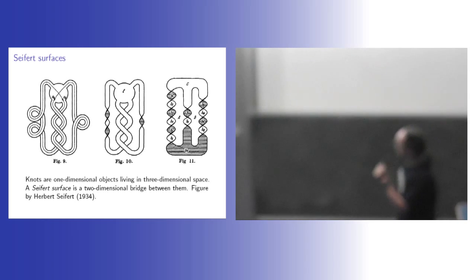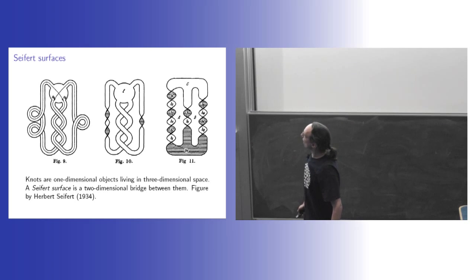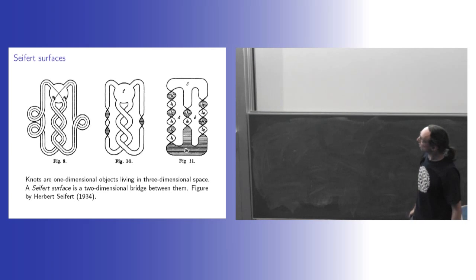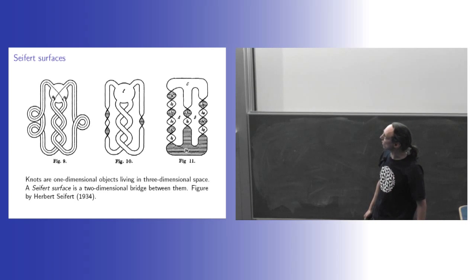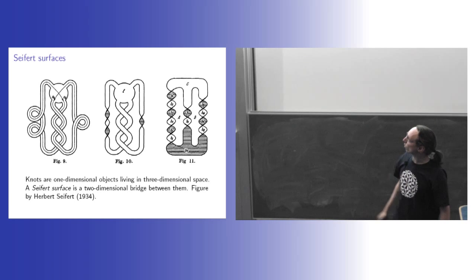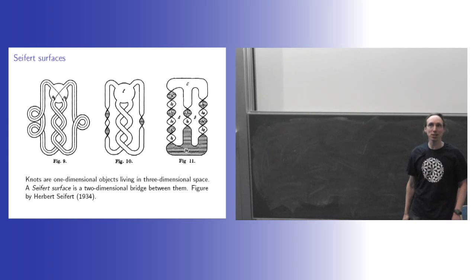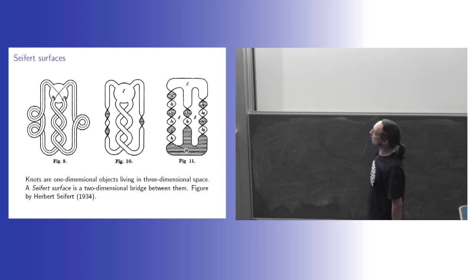Okay, so we need an idea which is due to Herbert Seifert, which is the idea of the Seifert surface. This is an illustration from his paper in 1934 where he introduces it. And he does draw torus knots in that paper, but he doesn't draw any Seifert surfaces for torus knots. Very sad. Otherwise, I would have used that instead.